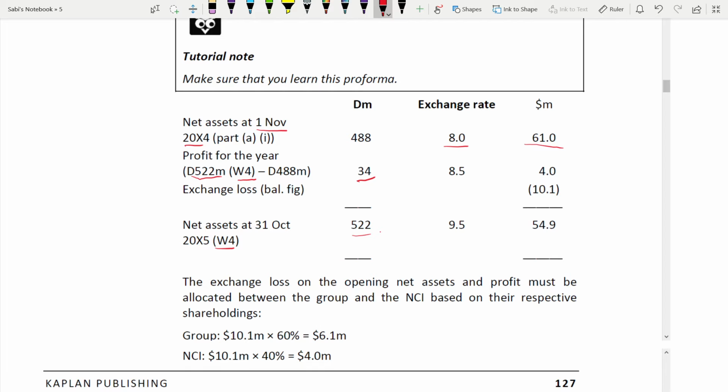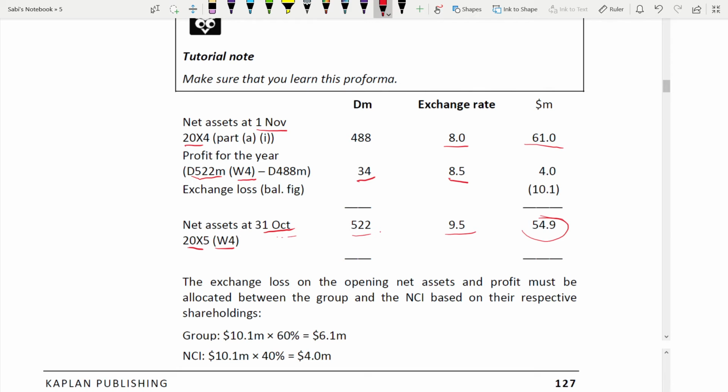So this is a profit, and for profit you have to take the average rate. And this is the closing rate at 31st October 2005. Okay, net assets you are converting. So now the same way you have to do. 61 plus 4, if you get it, is 65. But this was 54.9, even less than 65. So you have to drop down from 65 to 54.9.